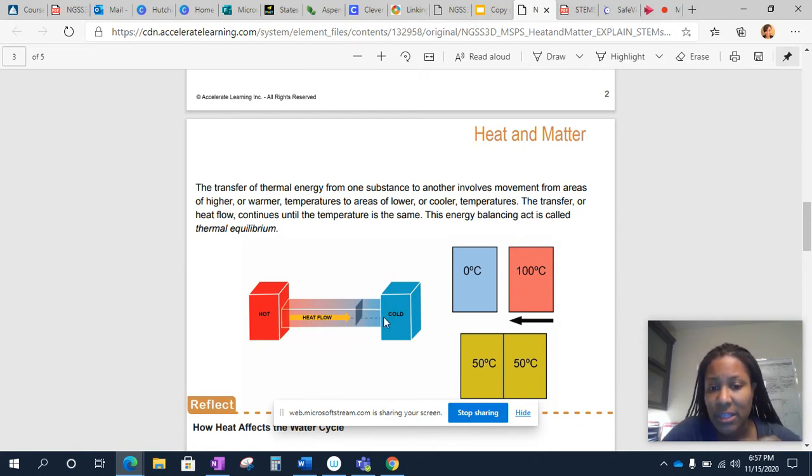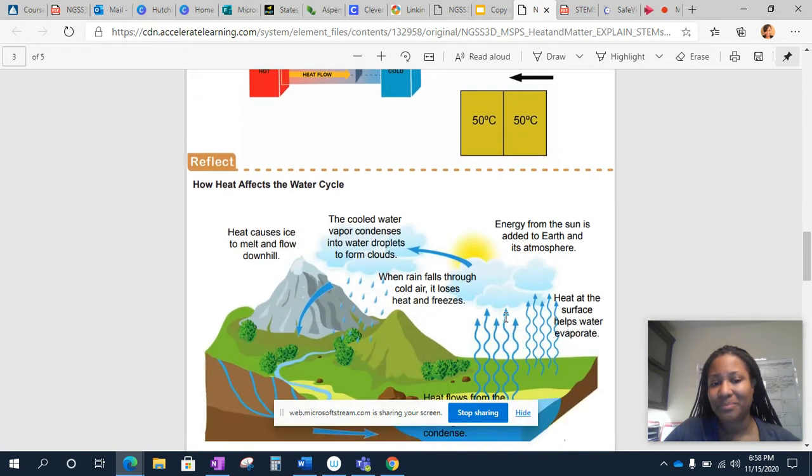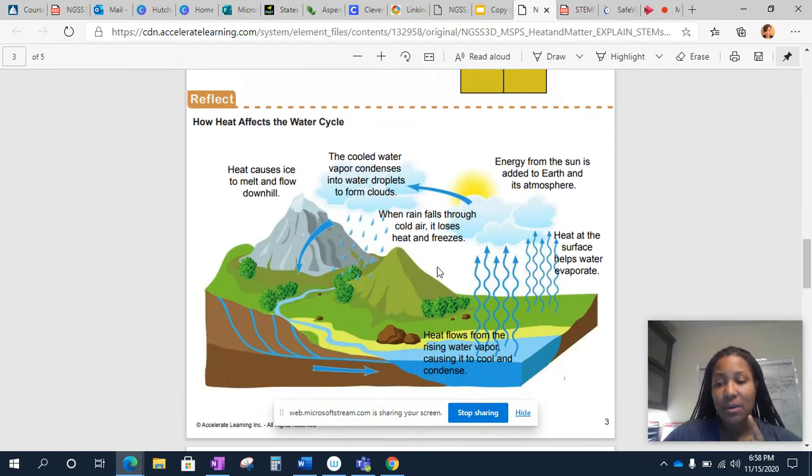So, let's imagine this block of cold is 0 degrees Celsius. We know that's freezing. And this block of hot is about 100 degrees Celsius. Let's look at what happens. The heat flows from where it's hot to where it's cold until they reach thermal equilibrium, and then both blocks become 50 degrees Celsius. You see how that works? They've reached equilibrium. So now let's look and see what we can apply this to from a real world example.